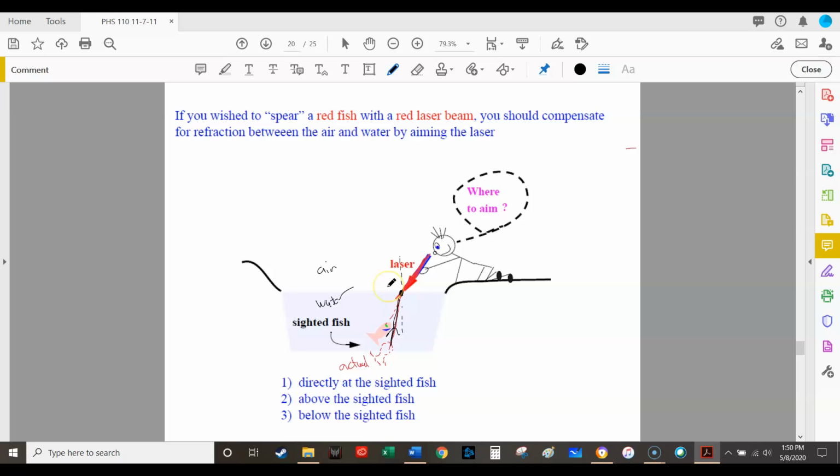But if you want to hit it with a laser, that laser beam is going to follow the same path as the red light from the fishy. So the red light from the fishy is going to be leaving and refracting out into air and bending away from the normal back into your eyes. So if you want to hit it with a red laser beam, aim directly at where you sight the fish, and that way you'll hit it. It'll just follow the same path.